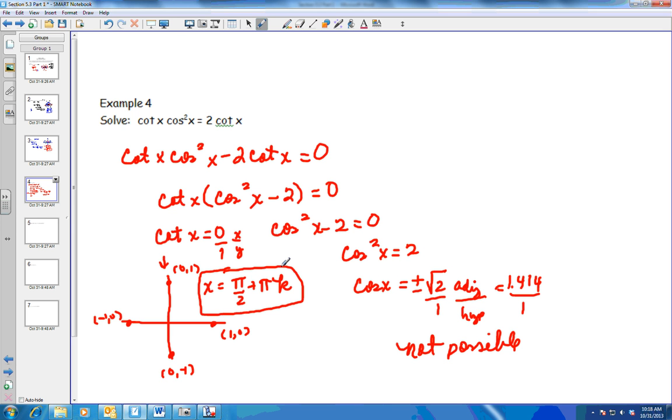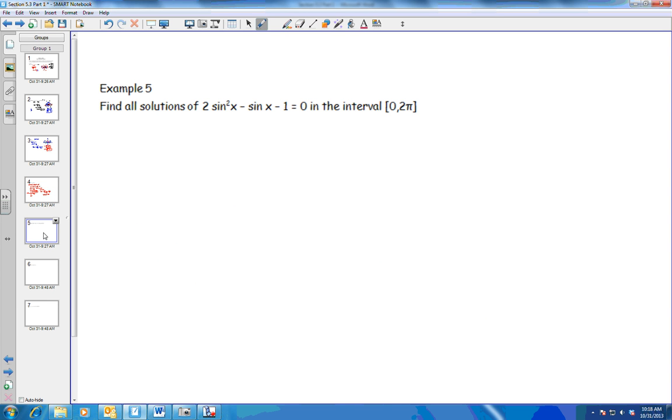Okay, example 5. Find all solutions of 2 sine squared x minus sine x minus 1 equals 0 from 0 to 2 pi. The brackets mean if 0 and 2 pi are an answer, then I can include them. So this is a quadratic equation. It's already set equal to 0, so I must be able to factor this.